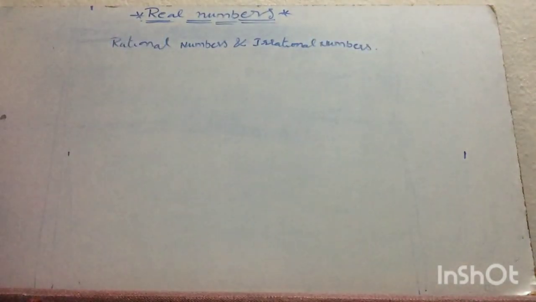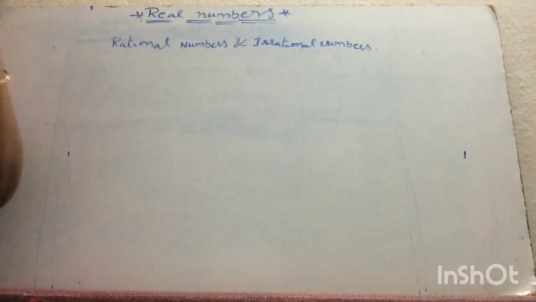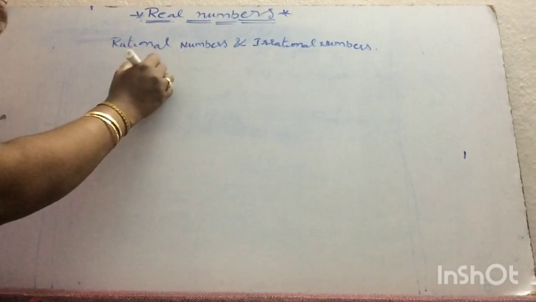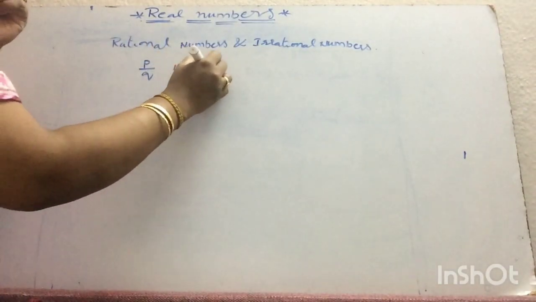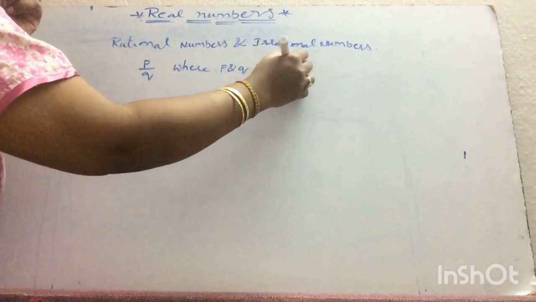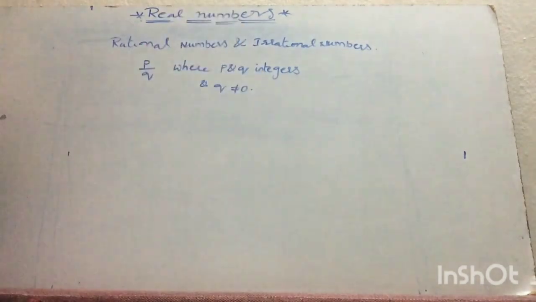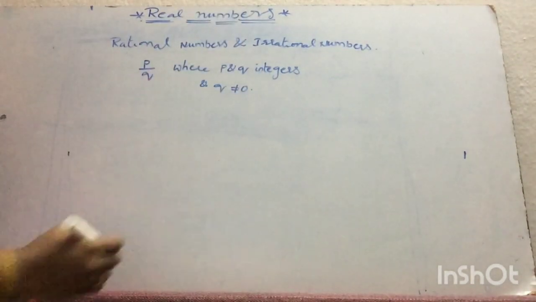Rational number. The numbers which are in the form of p by q, where p and q are integers and q is not equal to 0. What is p by q form?